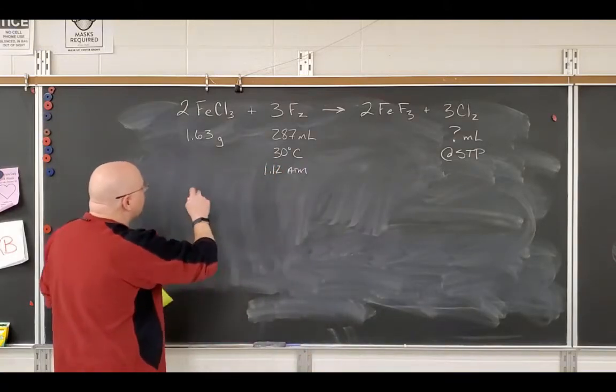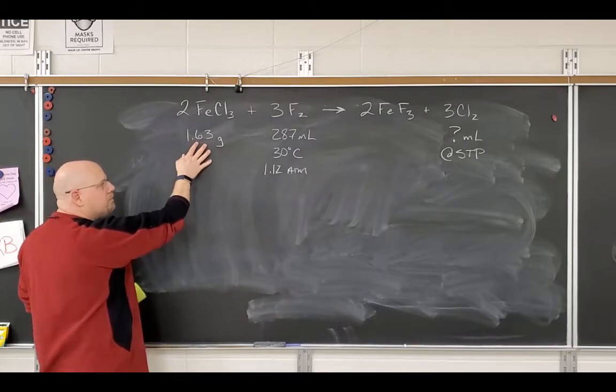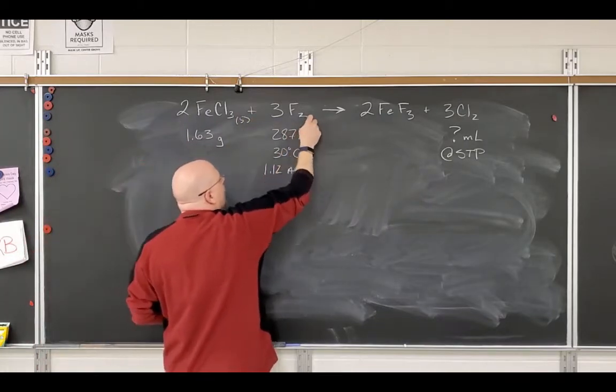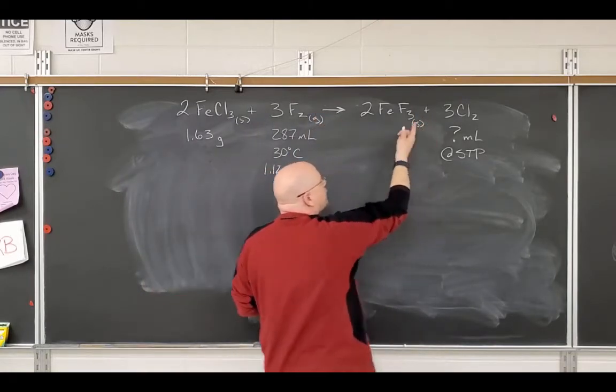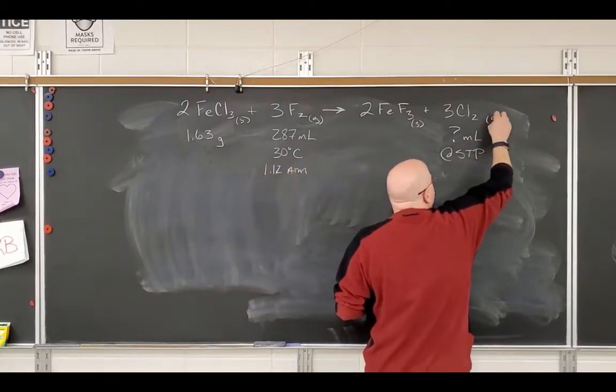So in our setup here, we've got our mass of iron chloride, which is going to be a solid. We've got fluorine gas. It's going to produce a solid that we really don't care about because the question is not asking about it. And we've got chlorine gas.